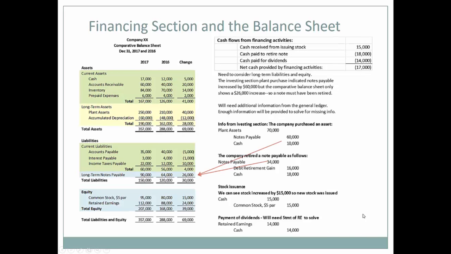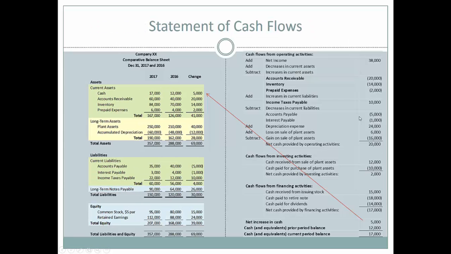So let's put this all together. Our $26,000 difference was comprised of a note payable being paid down and a note payable being issued, a $26,000 increase in net. We can see the cash paid to retire the note was $18,000. The cash received from the issuance of the stock was $15,000. The cash used by paying dividends was $14,000. And so now we can see all of our components added together.